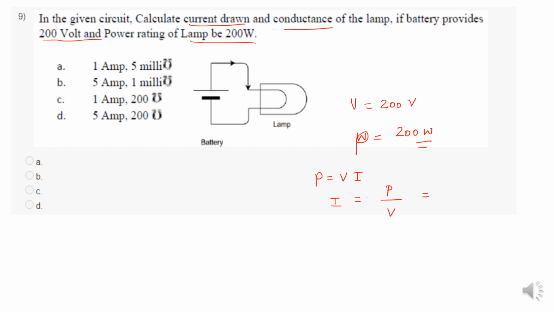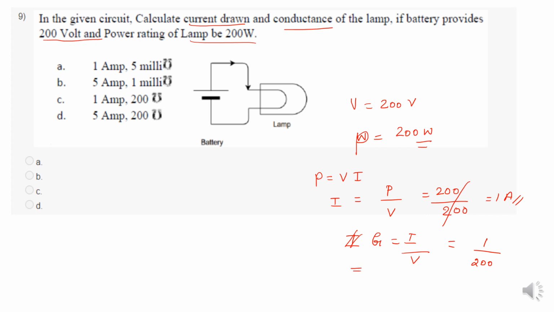What is the value of P? P is 200 and the voltage is also 200. So the answer is 1 ampere. Next we are going to find the conductance. Conductance G is equal to I by V. What is I here? I is equal to 1 ampere. What is V? V is 200 volt.